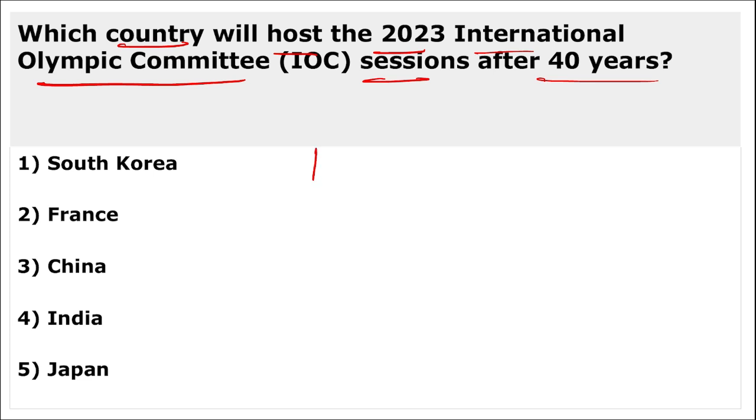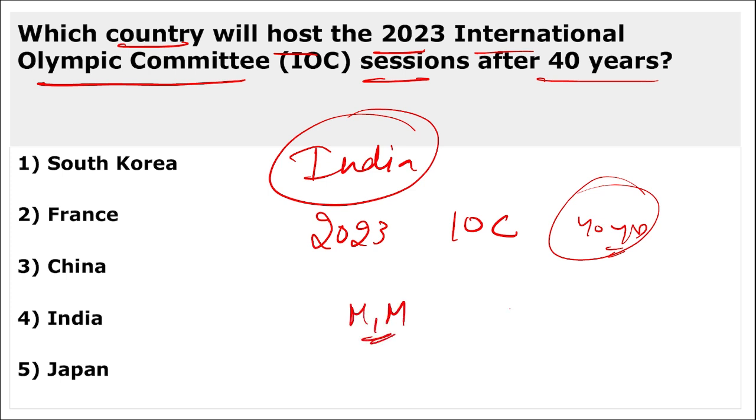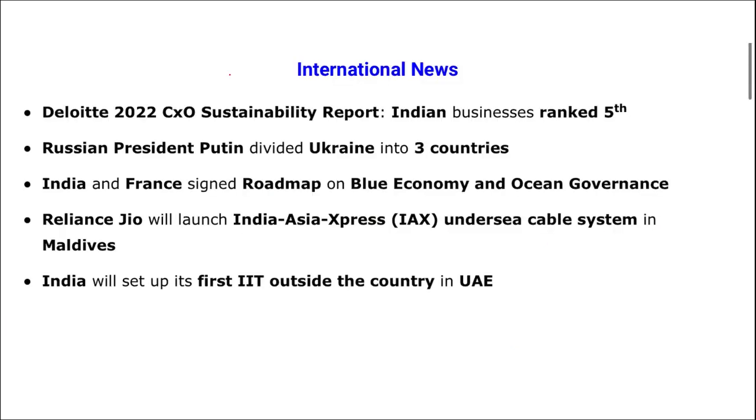It will be India. India will be hosting the 2023 International Olympic Committee sessions after 40 years. This session will be held in Mumbai, Maharashtra. Highly important. After 40 years, that means it was last conducted in 1983. Correct option, India. Next, if we talk about some international news, Deloitte 2022 CXO Sustainability Report, Indian business ranked 5th.